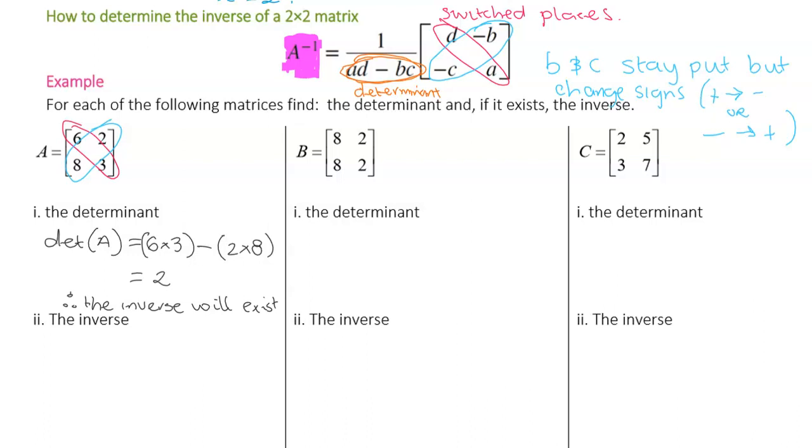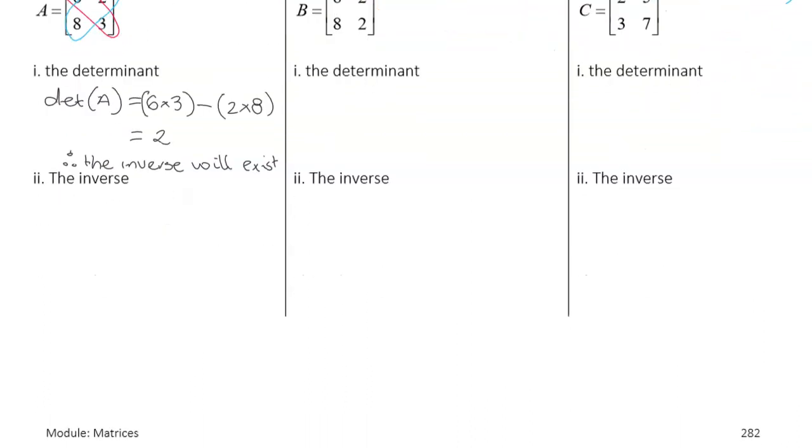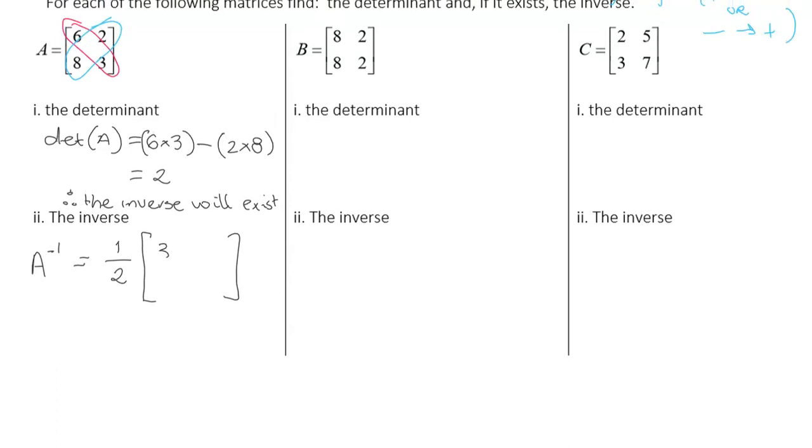Alright, so to find the inverse, it'll be A to the power of negative 1, and that is equal to 1 over the determinant, so in this case it's going to be 1 over 2. Our 6 and 3 switch places, so our 3 is going to be here and our 6 is going to be here, and the 8 and 2 stay put. If it was positive, it becomes negative.